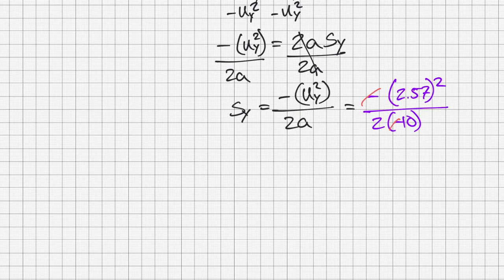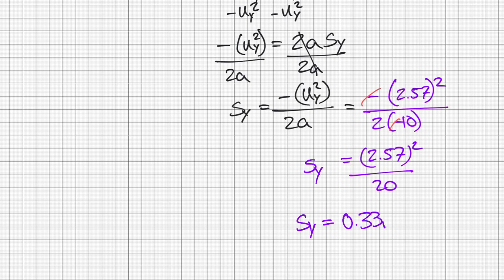And so this should just become 2.57 squared divided by 20. When I solve for that, I'm going to get a height of 0.33 meters. Don't forget to square this, and so that's my maximum height.